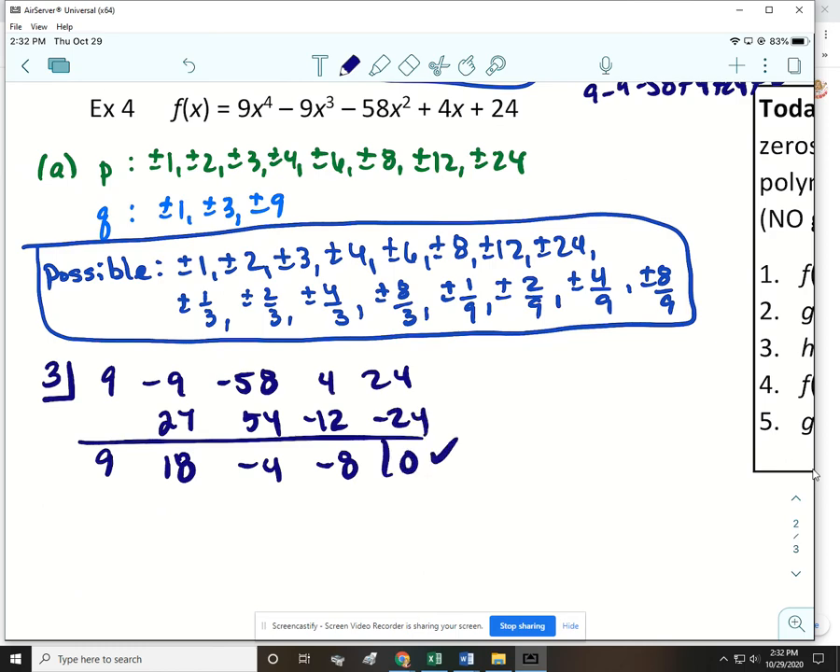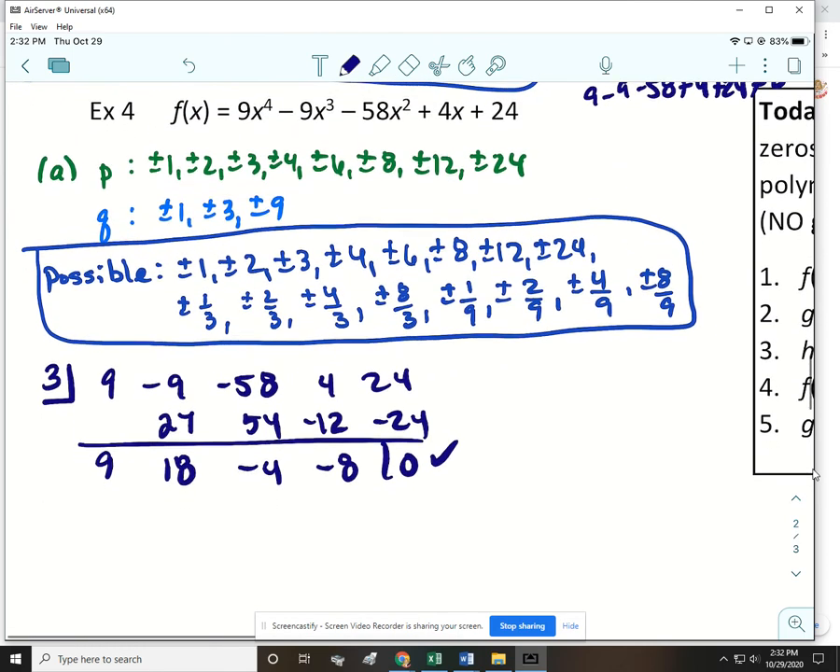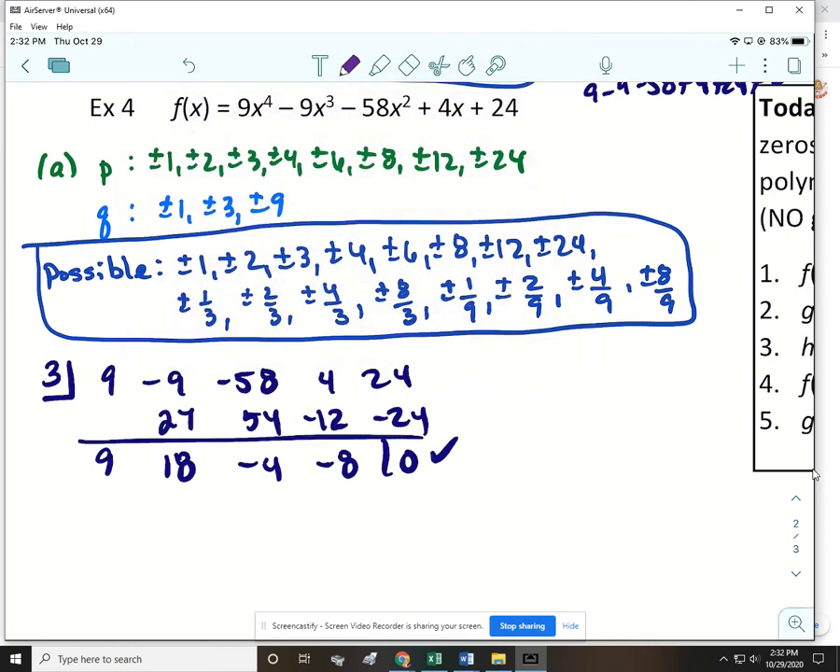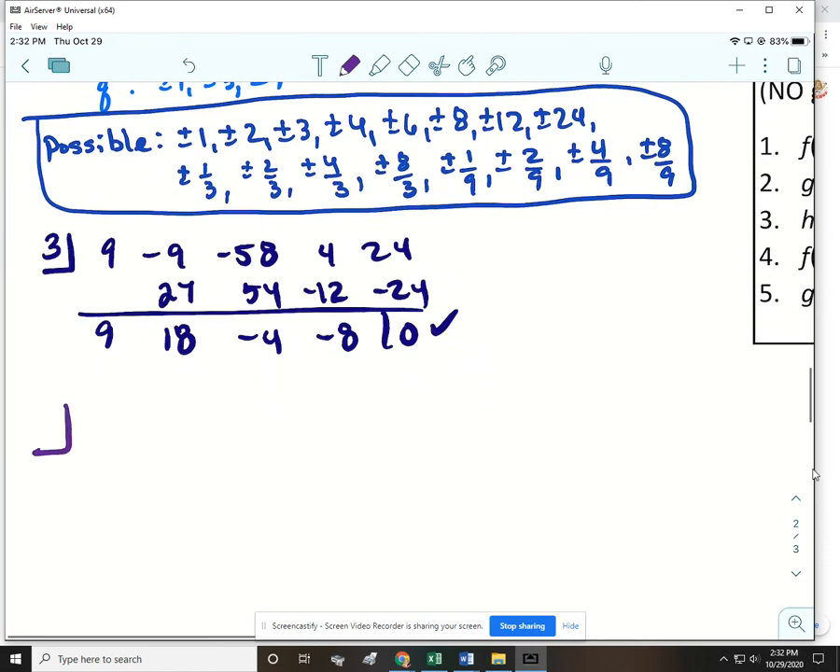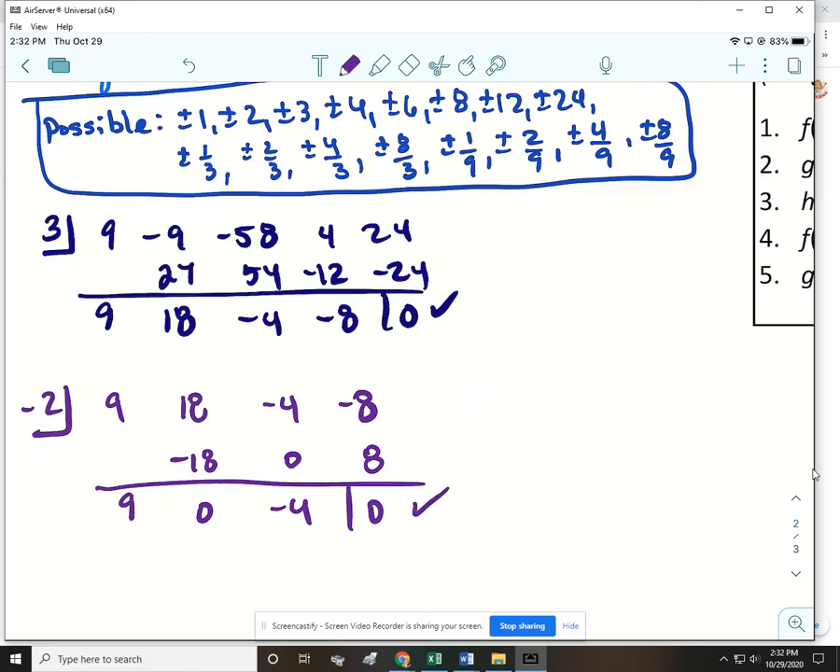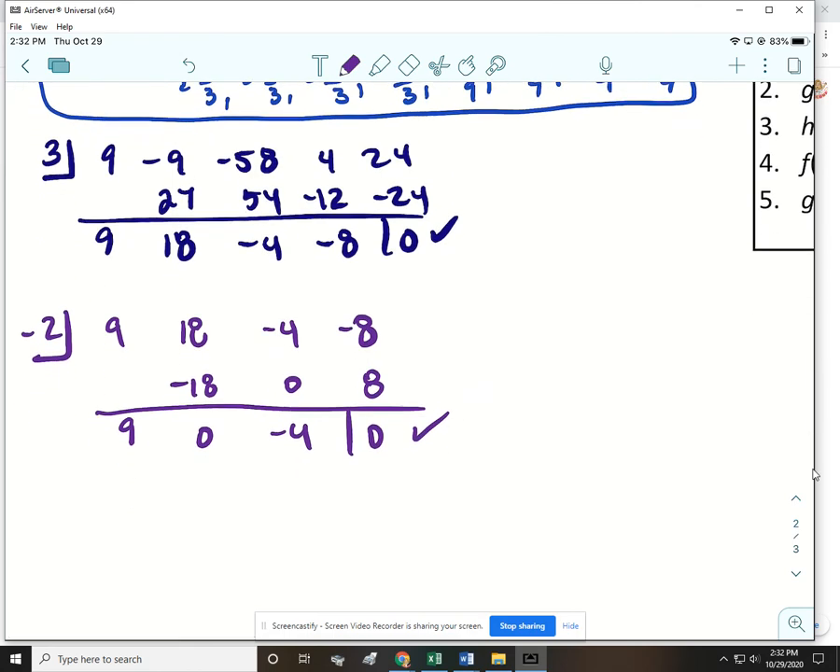Okay, so 3 works. We get a remainder of 0. Now this is a quartic function, which means I need to find another 0 through synthetic division, and I'm going to just use these numbers. Alright, so we're not going to use 3 again. It could possibly have a multiplicity of 2 and be a 0 again, but more than likely we're going to have to try a different one. So 2 works. So that's 2 out of the 4 zeros we already know, which is good.